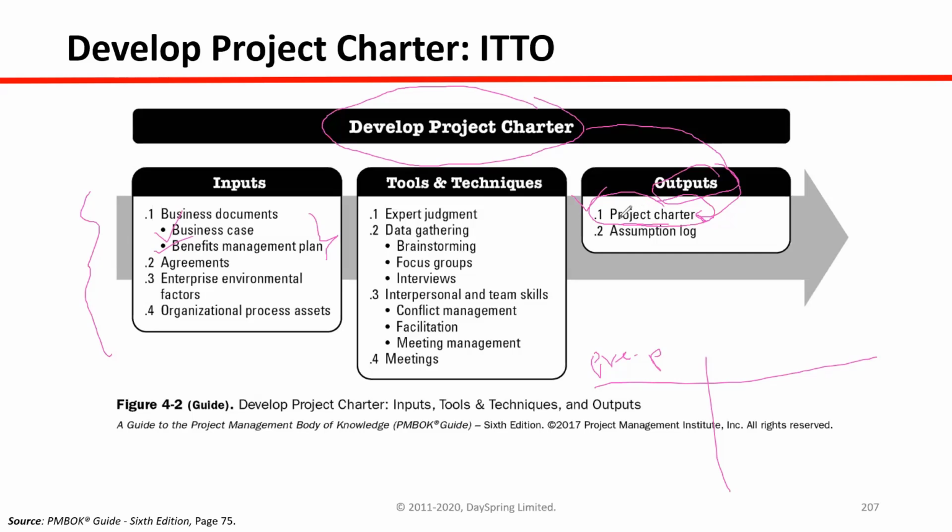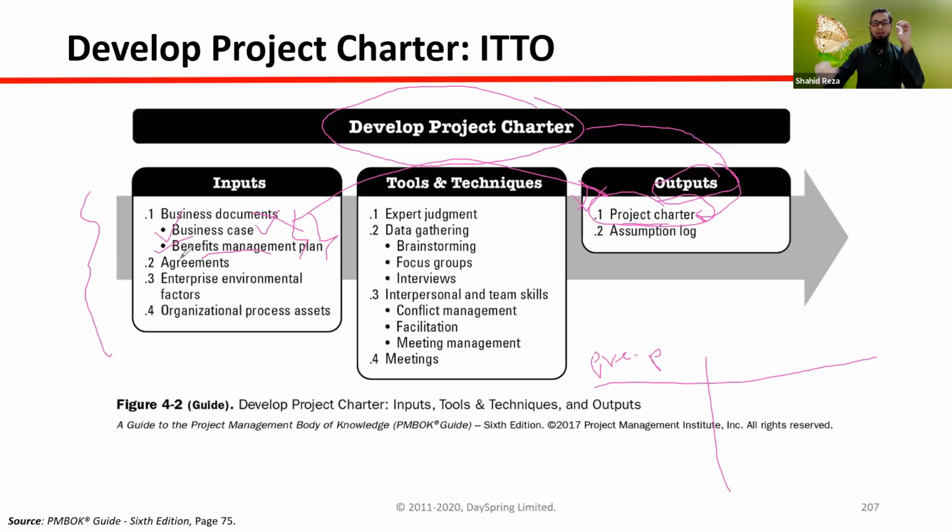We have already seen an example of a project charter. There we have seen the description of the project, title of the project, then what the project will deliver. So a lot of things are coming from the business case and benefits management plan. Even project schedule, project budget, all are coming from the business case. And the benefits, measurable project objectives, are coming from these two documents. So when we write the project charter, we need these two documents with us, otherwise we cannot write it. So that's why these two are inputs.